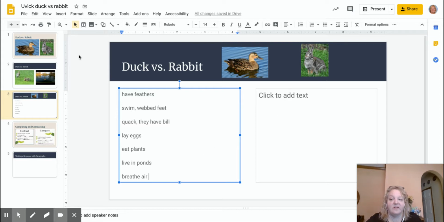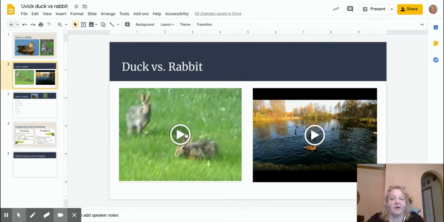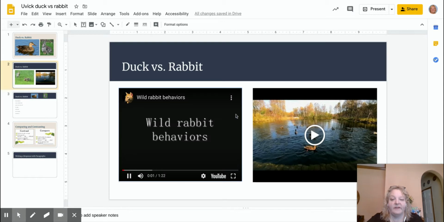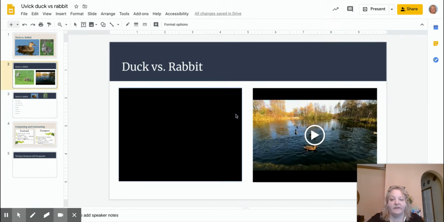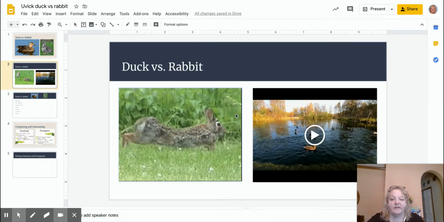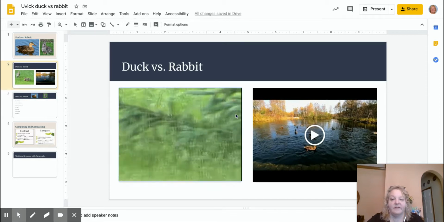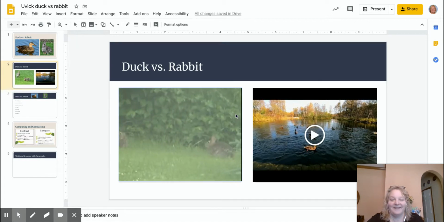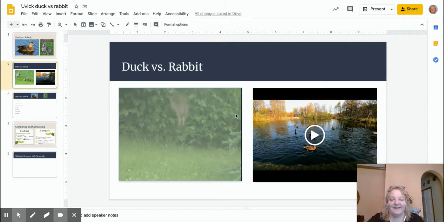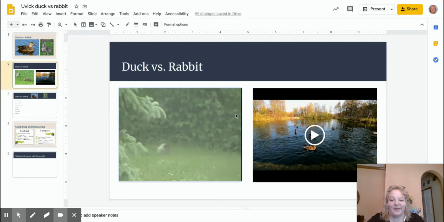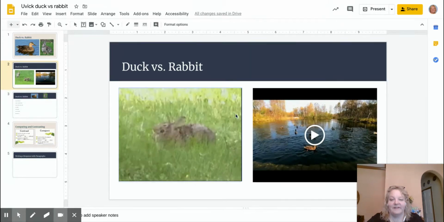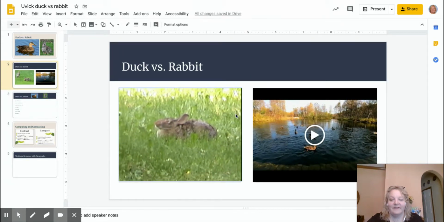All right, so let's go back to rabbits. We're talking about wild rabbits. Let's watch these wild rabbits for a second. Looks like they're playing. I noticed one thing, those rabbits hop. That little guy looks like he's asleep.